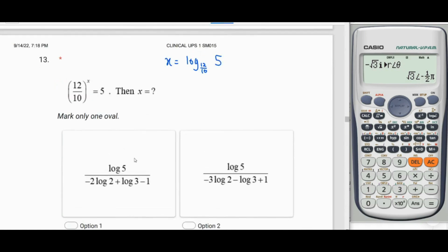So therefore, we simplify. Log base 10 of 5 divided by log base 10 of the new base here, then we can simplify again. Log 10 5 is log 5. Then when we have a division, it will be in the log operation minus log 10 10.